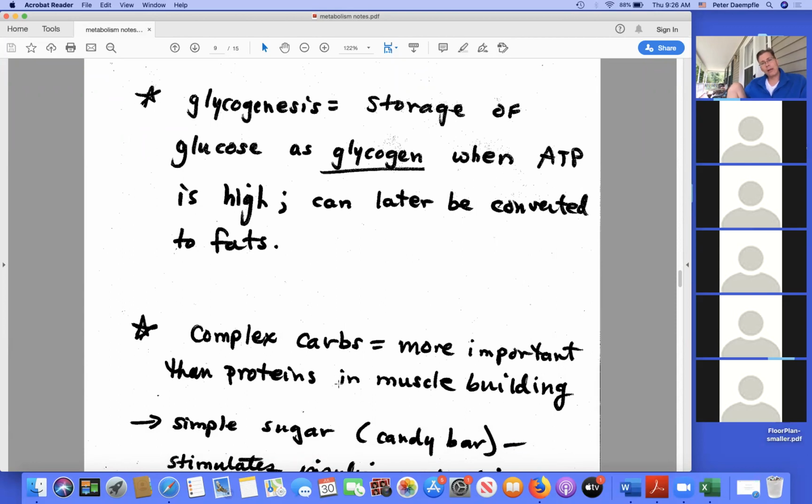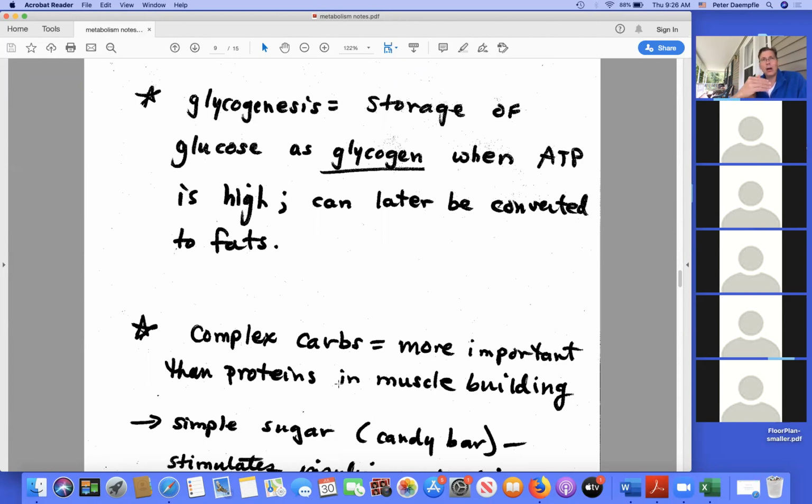But let's talk now about what happens when glucose is very high, when you have a large amount of glucose. We have something called glycogenesis, storage of glucose as glycogen. If you remember, where is that stored? In the liver. When ATP is high, if you eat too many Twinkies, ATP is high, you will store the sugar as glycogen, all right? And then that can later be converted to fats.